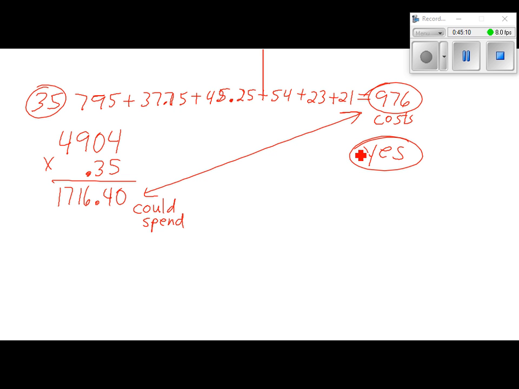36, you're just adding all that stuff up, seeing which one's cheaper, whether it's cheaper to rent or cheaper to buy the house.